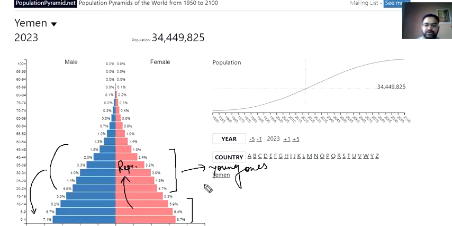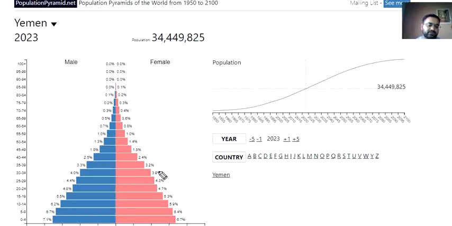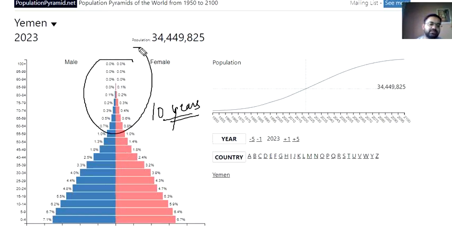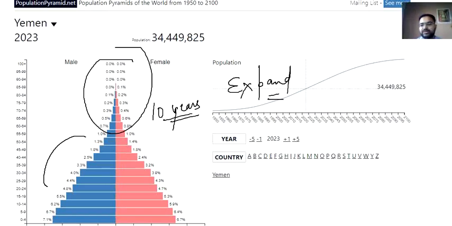So in a population where reproductive individuals and pre-reproductive individuals are more, obviously in the coming 10 years this population will show the least post-reproductive and maximum reproductive individuals, and obviously the population is going to expand. I hope this one is clear.